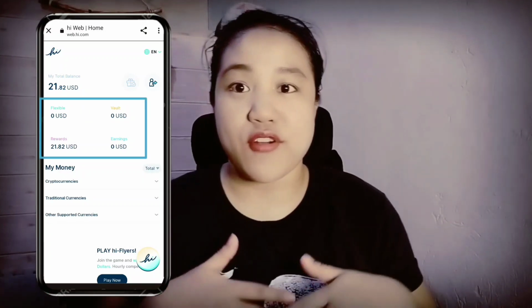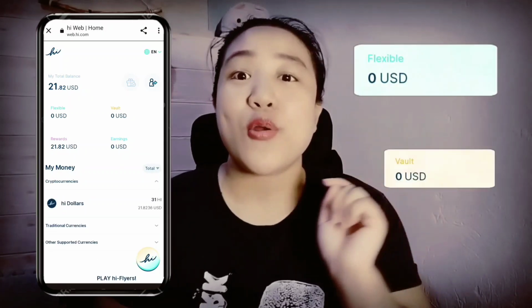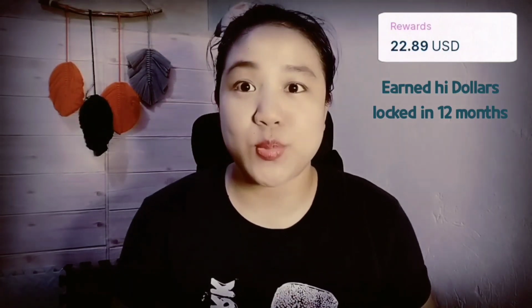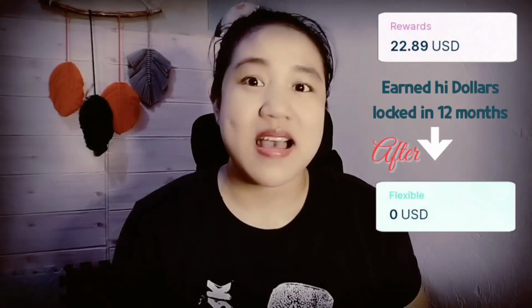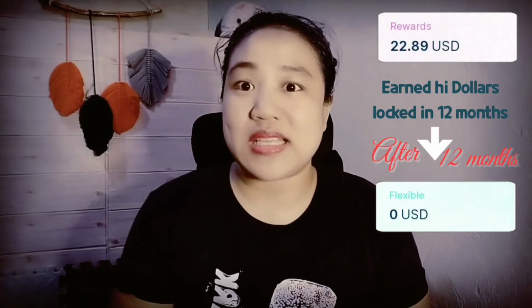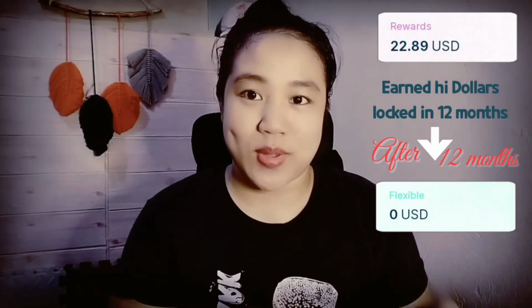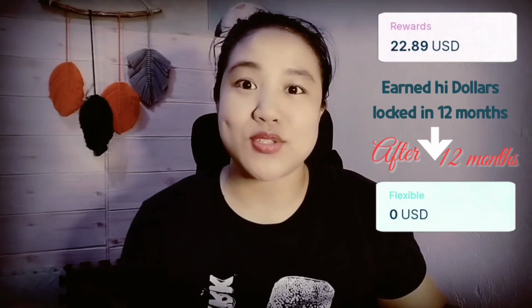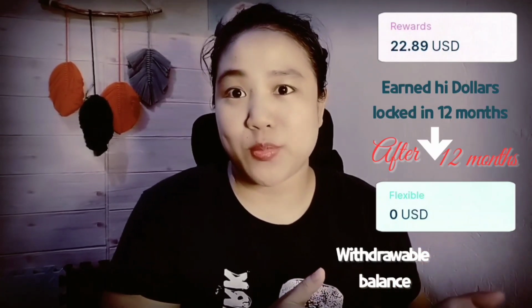You can see here that there are 4 types of balances on your account. We got here flexible, vault, rewards, and earnings. So what are these? Anything you earn from your claim daily reward or the prize pool goes to your rewards balance in USD to be released in 1 year. Let's say you earned one high dollar today. That one high dollar will be released in your flexible balance at the same time on the 2nd of October 2022. Your flexible balance holds your withdrawable assets that also includes those bought at market price.